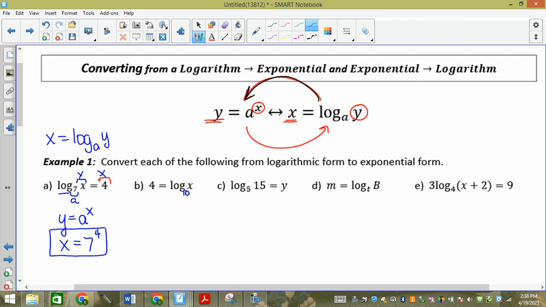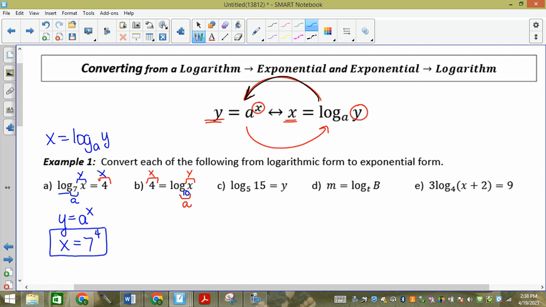Then we're lining them up. Log, log. What is the 10? A. What is the x? What's beside the log? Y. And then what's by itself? The 4, which is the x.